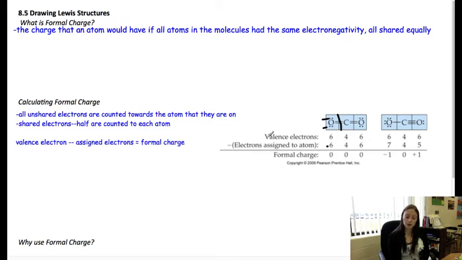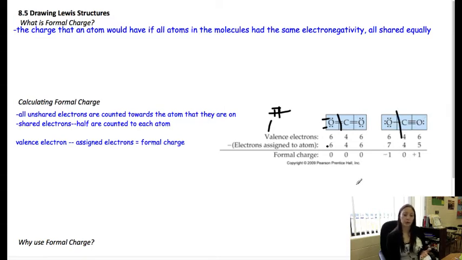We know the valence electron number by the group number, and so oxygen is in group 16. It has 6 valence electrons. 6 minus 6, its formal charge is 0. We do the same thing for carbon, the same thing for the other oxygen. And here's another possible structure for carbon dioxide, and we assign the numbers again. This time the oxygen has 7 assigned to it because it has 6 by itself and is sharing 1.